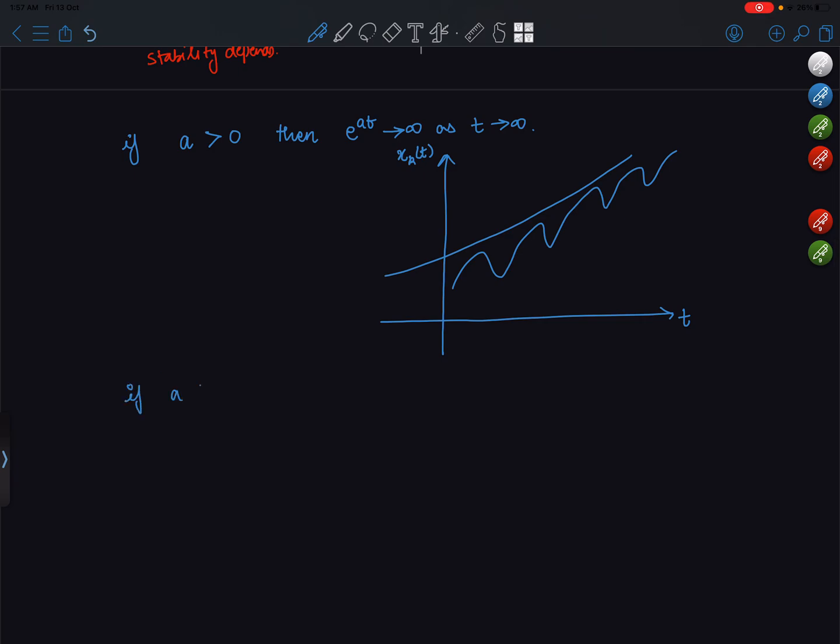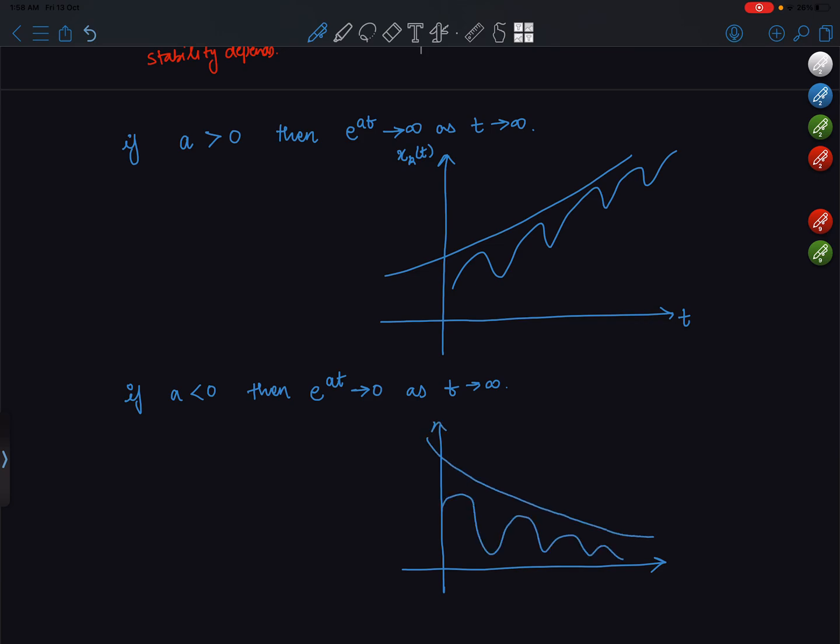If a is less than 0, then e to the power at tends to 0 as t tends to infinity. Correct? In that case, the state decays to 0 as t tends to infinity. Okay, so in the earlier case, the system is unstable. In this case, the system is stable.